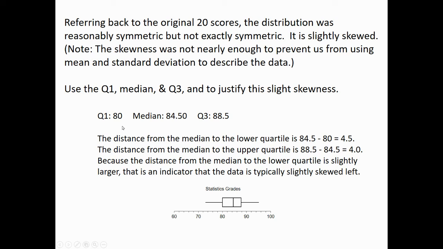So the Q1 is 80. The median is 84.5. Q3 is 88.5. We already ran those numbers from a while ago. The distance from the median to the lower quartile is 4.5. The distance from the median to the upper quartile is 4. Because the distance from the median to the lower quartile is slightly larger, that's an indicator that the data is typically skewed left. So again, with this wording, if the only thing you have is that information, there's not a 100% guarantee that it's going to be skewed left. It's just typically that's what you would expect.